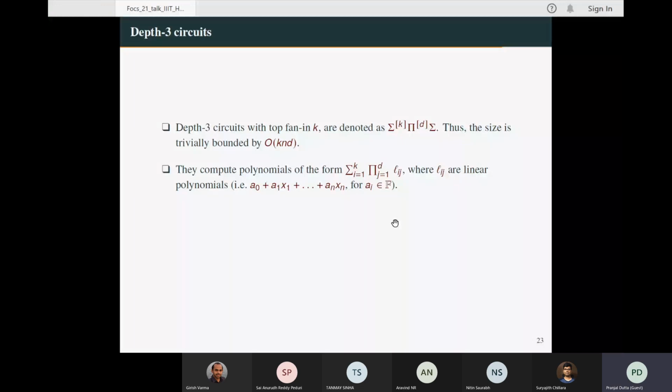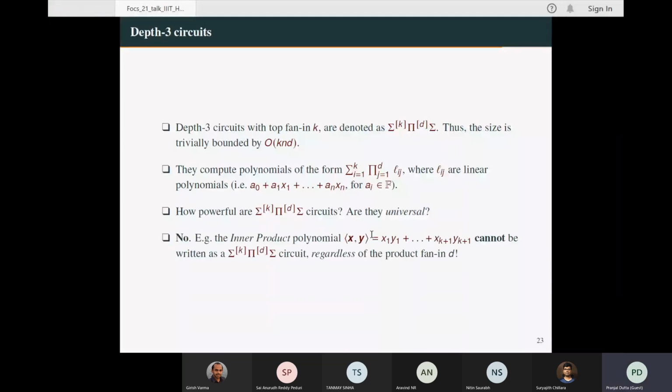Now the first question is: how powerful are they? Are they universal for constant k? We will be talking about constant k. The point is that there are polynomials, for example the inner product polynomial x dot y on 2k plus 2 variables: x1 y1 plus up to xk+1 yk+1. This is a simple polynomial. I claim that a Σ top-fanin k circuit cannot compute this polynomial, no matter how large your product fanin is.